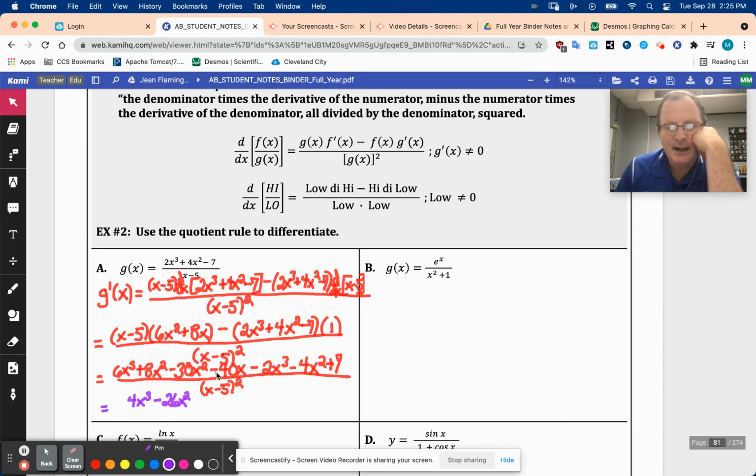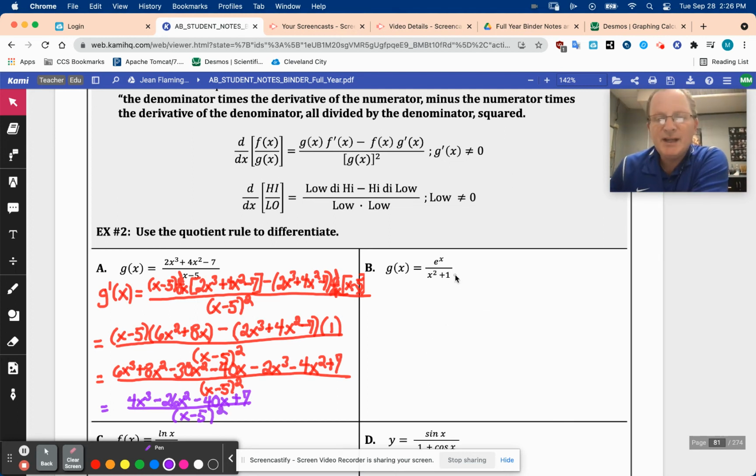And then x's, I just have the negative 40x. There's not another one of those. And then plus 7. And all of that divided by x minus 5 squared. Okay, cool. All right, that's all for that one.